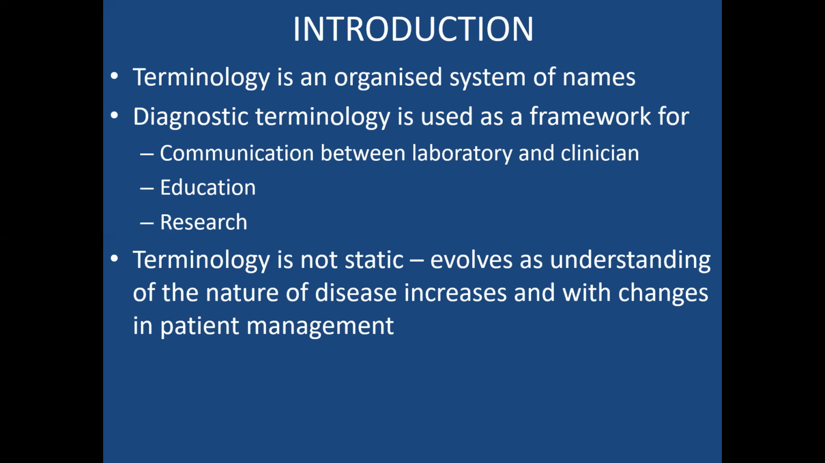And of course, research, especially when you are classifying. If we have a uniform system of classifying diseases, then it makes it very easy to do research and compare these things from one geographical region to the other. But if we are all using different terminologies, then it becomes very difficult in research. So terminology also is not static. It evolves as our understanding of the nature of the disease increases. Terminology may change, and this can also change how patients are managed.